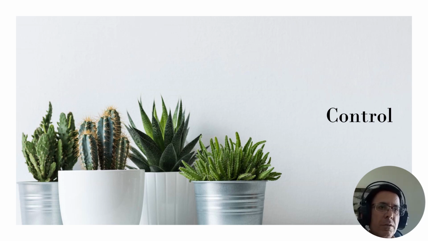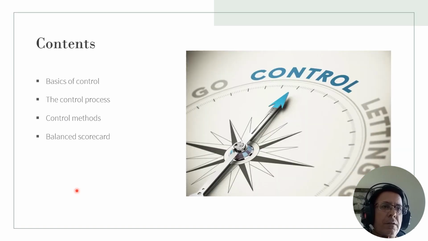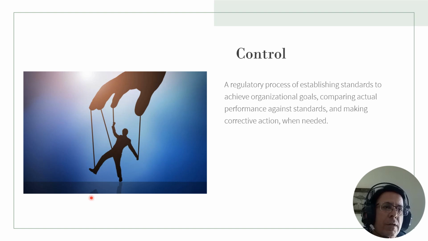Today we are going to discuss control. So let's get started. The contents of today's lecture are the basics of control, the control process, control methods, and the balanced scorecard. So what is control? Control is the regulatory process of establishing standards to achieve organizational goals, comparing actual performance against standards, and making corrective actions when needed. Or we may say control is to keep the situation under your control.